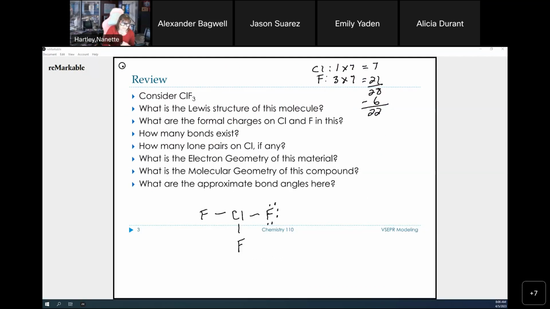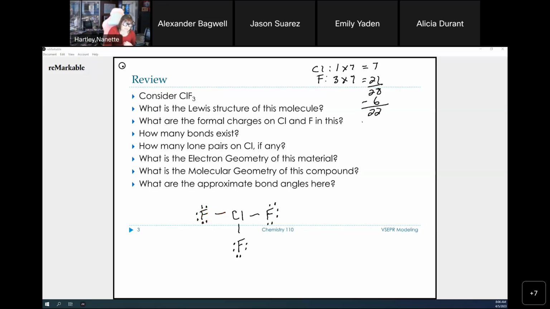4, 6. And we try to put them in pairs, but that's just because that's the way they tend to exist. And if I put 6 on each, that gives me a total of 8 around each, because I have the 6 in the lone pairs. So 1, 2, 3, 4, 5, 6, 3 lone pairs, 2 electrons each. And then I have access to the 2 electrons that are in here. So each fluorine now has access to 8 electrons. So they're all happy. That's awesome.